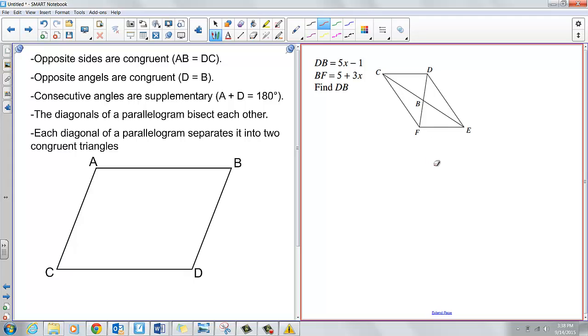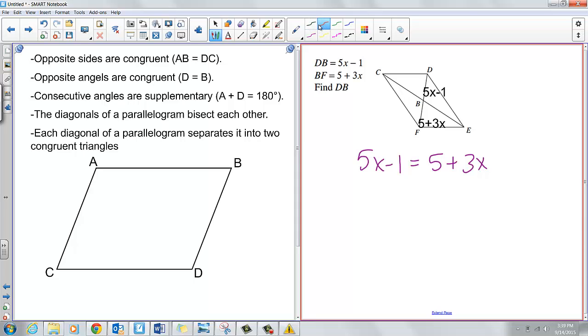This one right here is going to be talking mainly about the diagonals. So DB right here is 5x minus 1, and BF is 5 plus 3x. Alright, we know that diagonals are cut in half, meaning that they are equal to each other. So we can just set 5x minus 1 equal to 5 plus 3x.